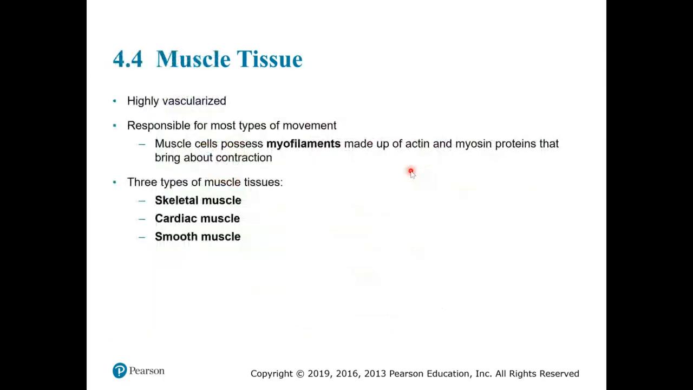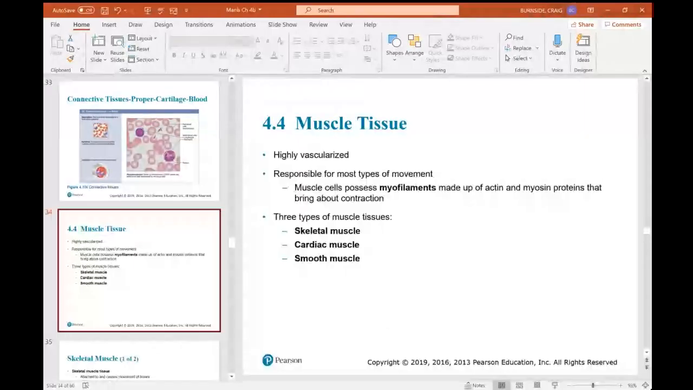And so that does it for connective tissue. Next time it will be muscle and nerve.